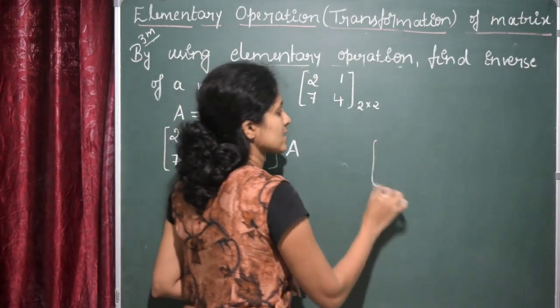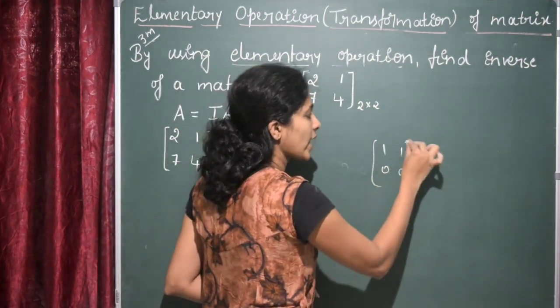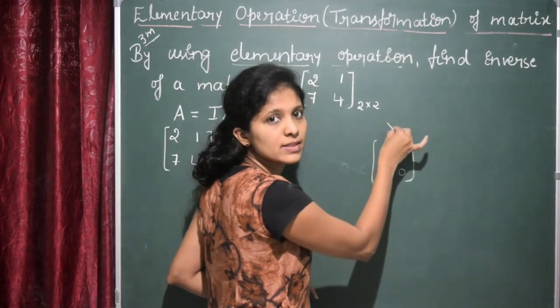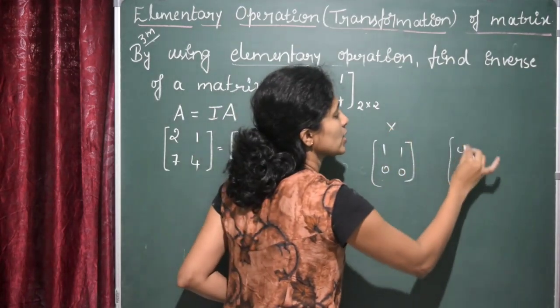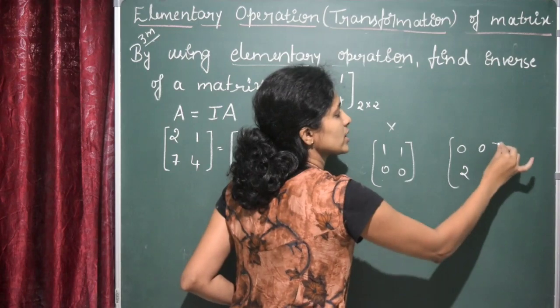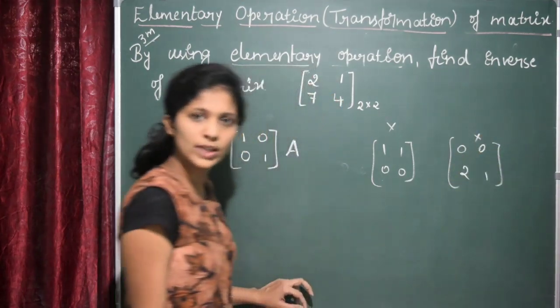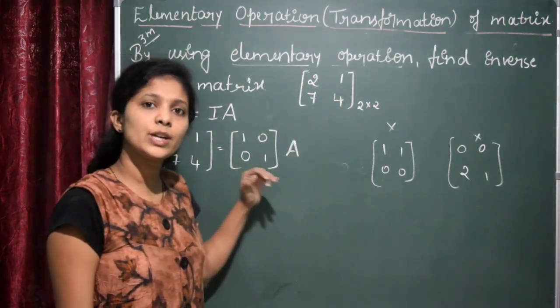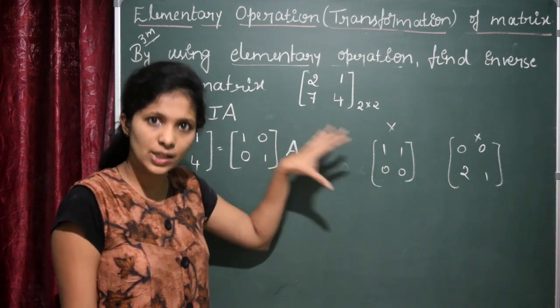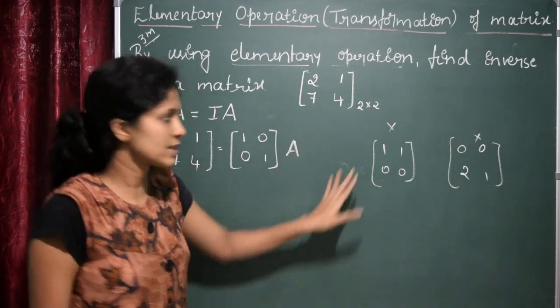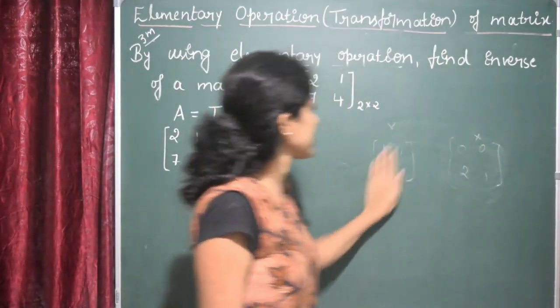If I get something like this, 1, 1, 0, 0, then the inverse of this matrix does not exist. Or I can get 0, 0, 1, 2, 1. So this also has no inverse. Remember this: if any row or column of a matrix is 0, then the inverse of the matrix does not exist. Okay.